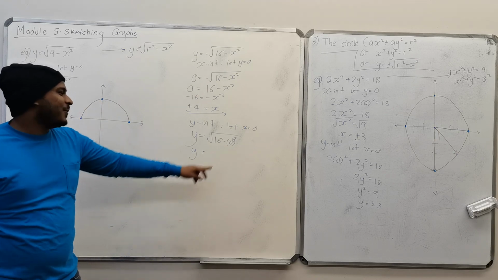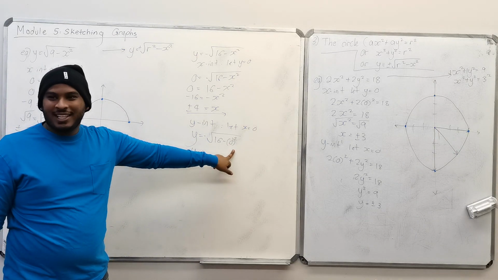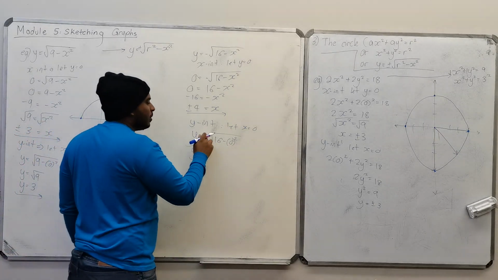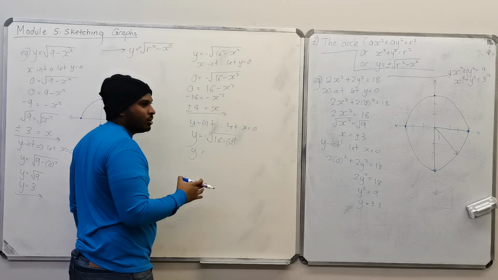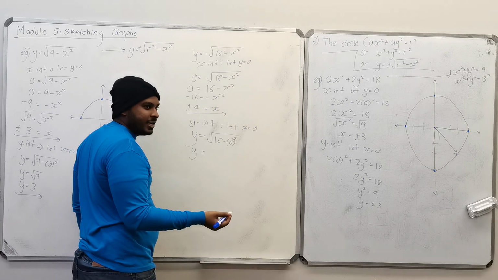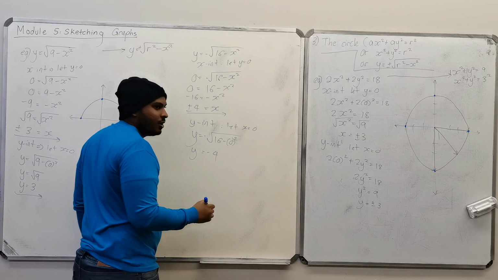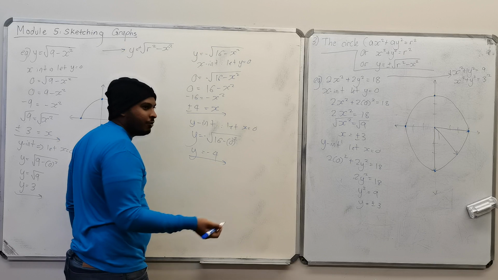Y is equal to the negative square root of 16 minus 0 squared. 0 squared is 0, right? Then you're left with the minus square root of 16, right? But what they told you, okay, your y is a negative value, so your answer will be negative 4. So you only have 1 point of negative 4.